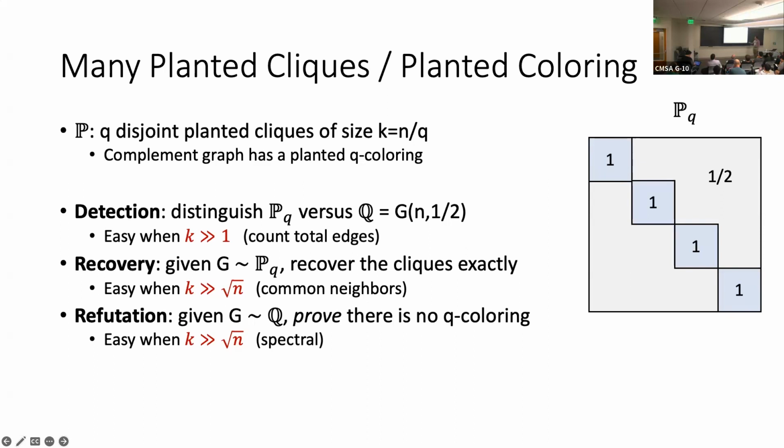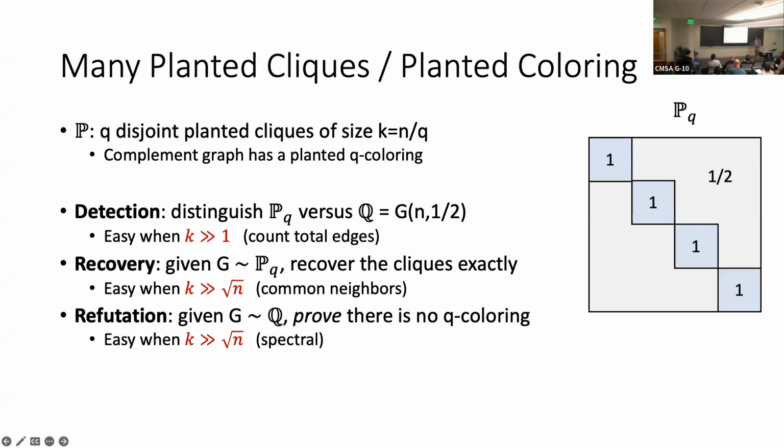What are the algorithms for these things? They're still very simple. If I want to figure out the cliques, take two vertices. If I want to decide whether they're in the same community or different, count their common neighbors. And then for refutation, there's a similar spectral algorithm from before.